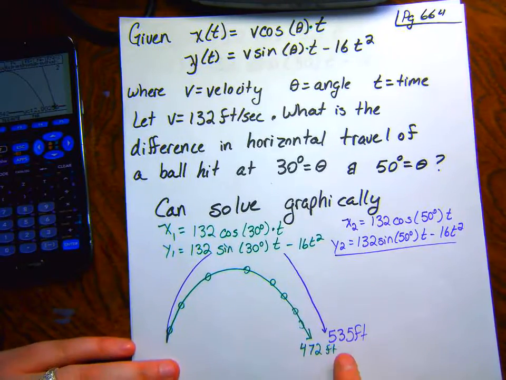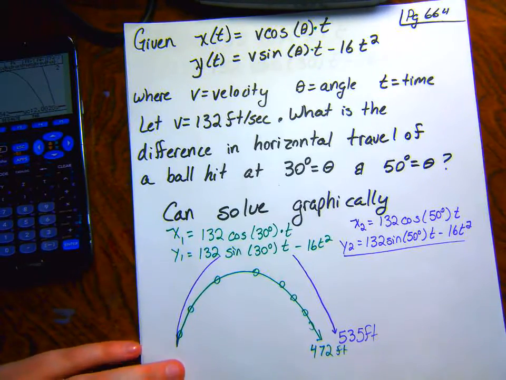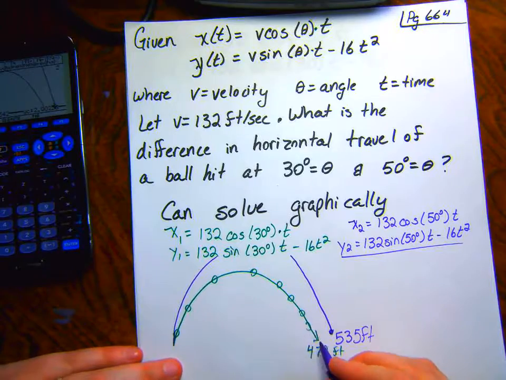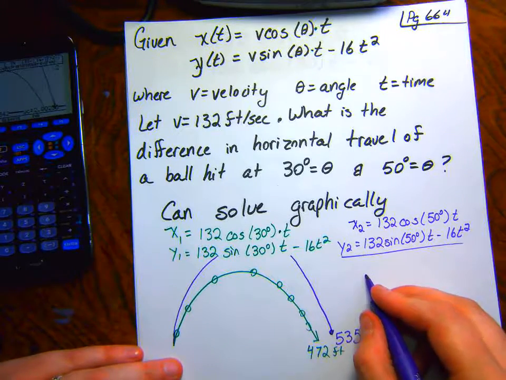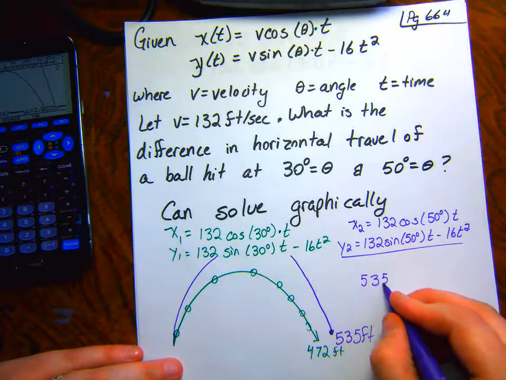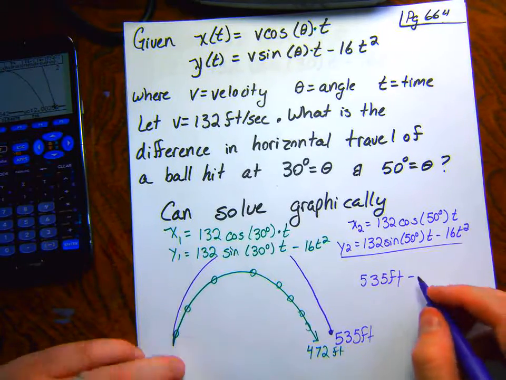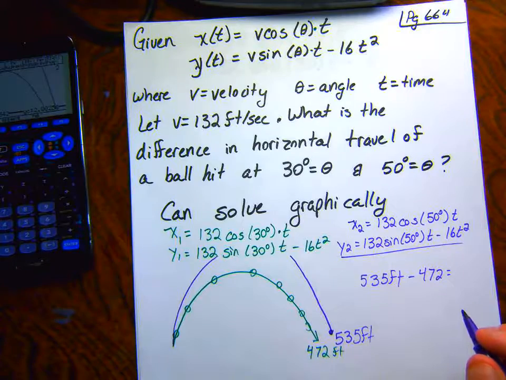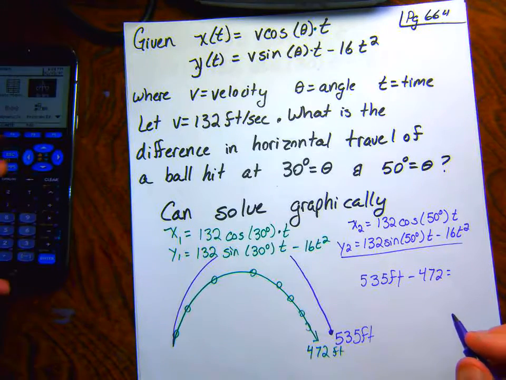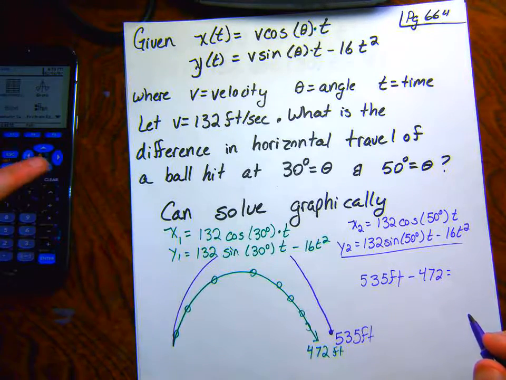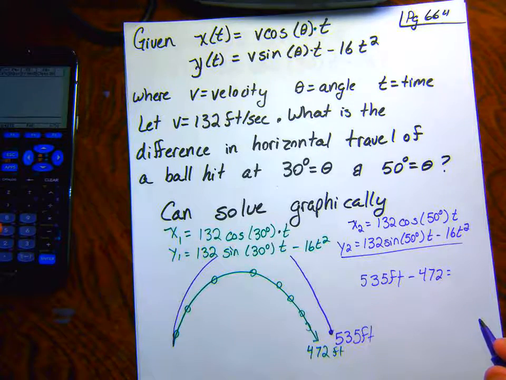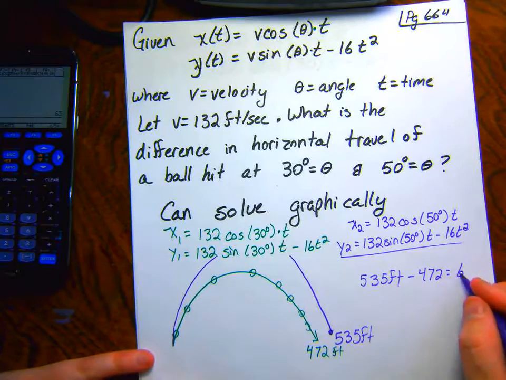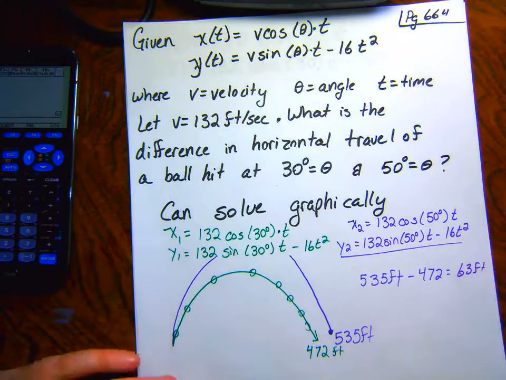So then what is the difference of the distance traveled by each ball? So this one went 535 feet, minus this one went 472. So you just subtract those from each other, and we get the distance is about 63 feet.